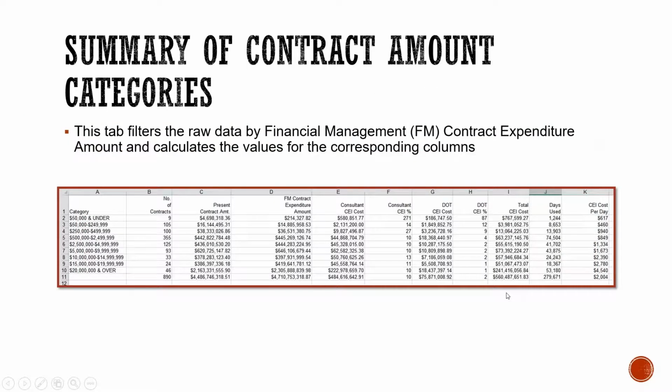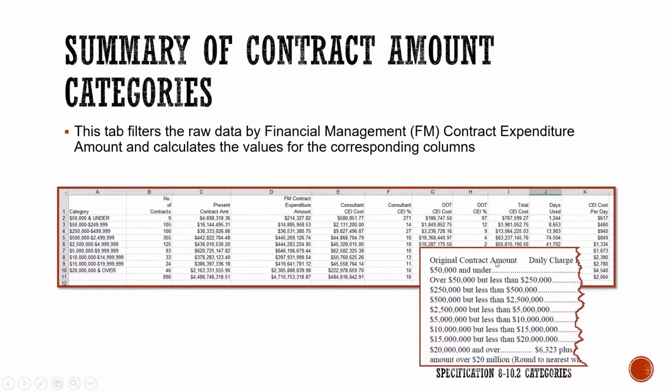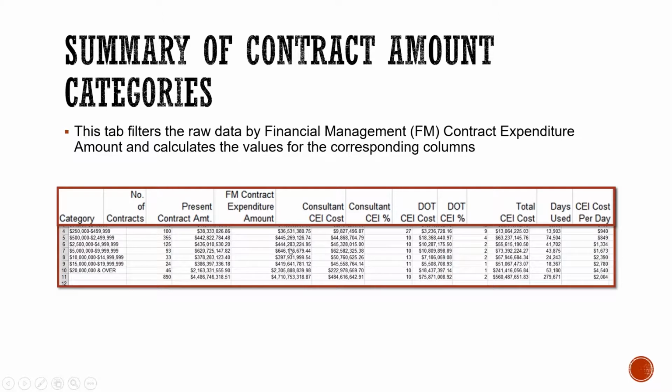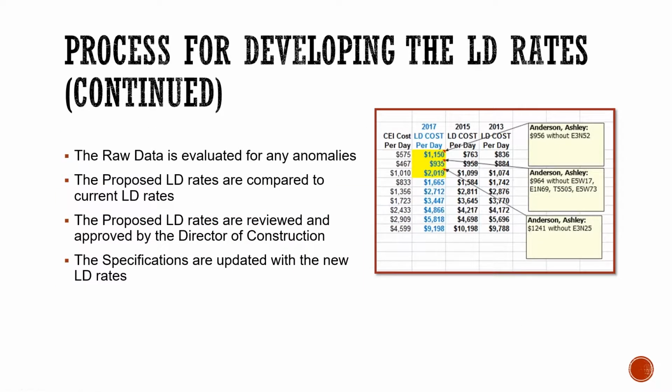The next tab is the summary of contract amount categories. So it takes that raw data sheet and summarizes them by the categories that were in the spec. If you remember from the very first couple of slides, it's these same categories. It lumps them all together based on those original contract amounts. Then it rolls together the CEI costs from the consultants and the DOTs to get us a CEI cost per day. And then we look at the raw data, take out any anomalies that may adjust the values beyond what we think is reasonable. And then Dave reviews it and approves it, and then we make the specification change.